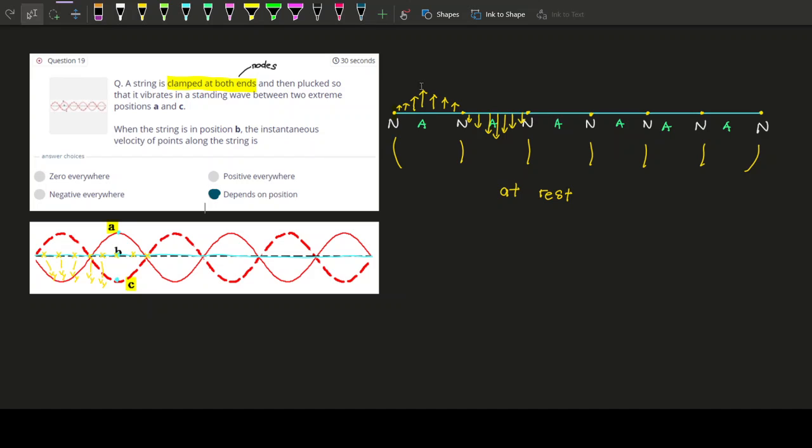But because at the antinode you have greater amplitude of oscillation, you need greater instantaneous velocity there compared to somewhere near the node, where you don't have that much oscillation. Your oscillation has a small amplitude, so you don't need very great instantaneous velocity. So the instantaneous velocity varies. It depends on the position. So that's the answer for question 19.